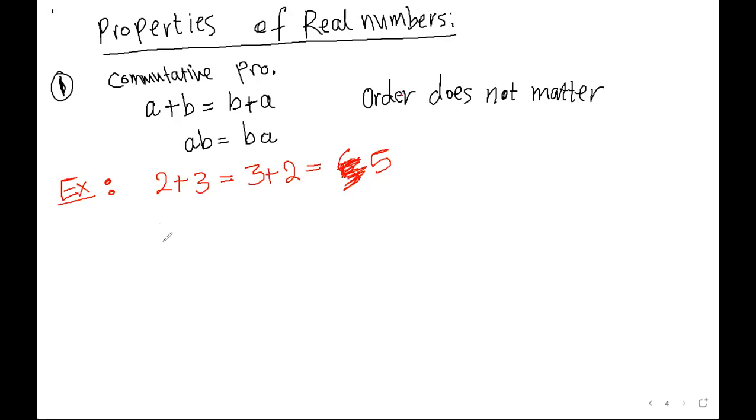Second thing, if I do the multiplication, 2 times 3 is the same as 3 times 2, and both of them are equal 6. So the property of real numbers is commutative. If I start from the second one or I start from the first one, it's the same.